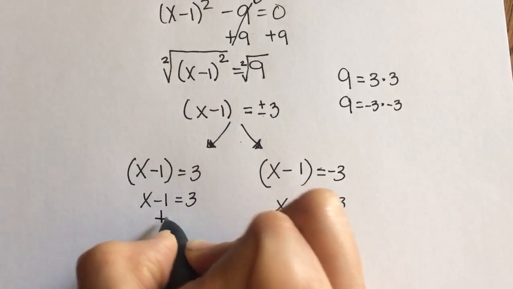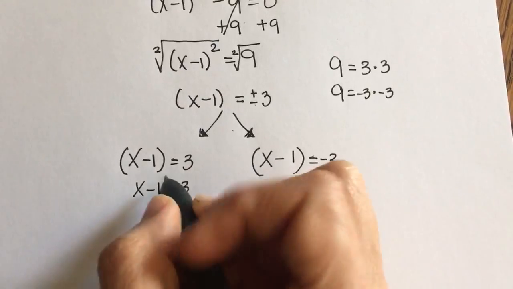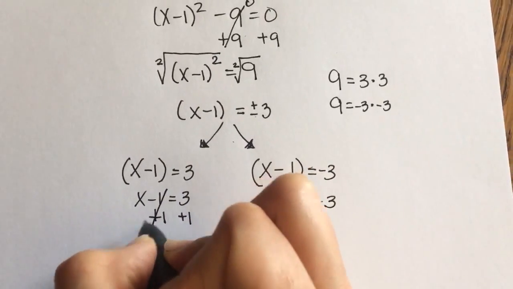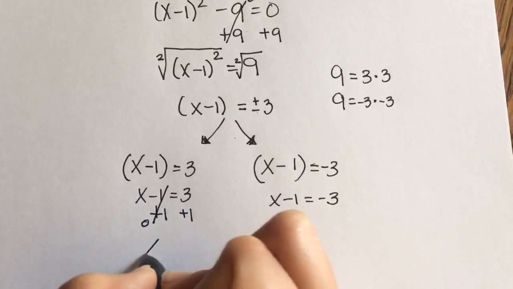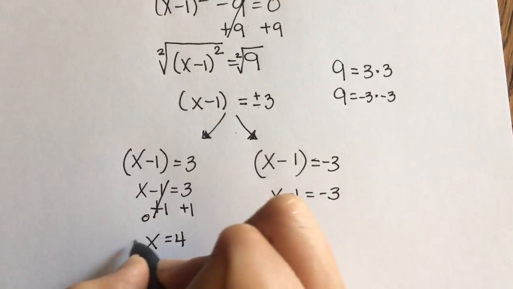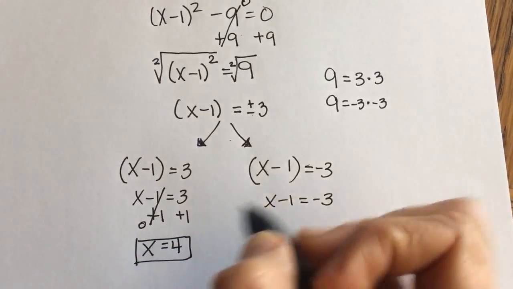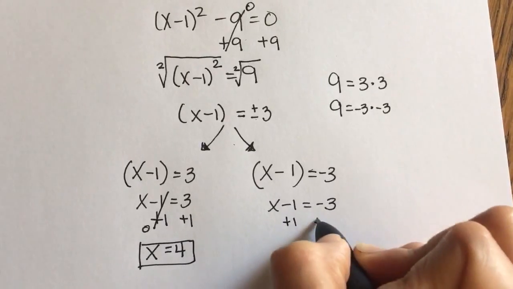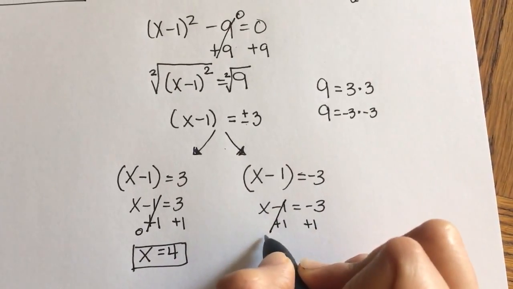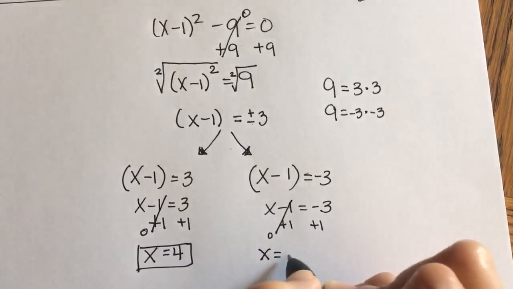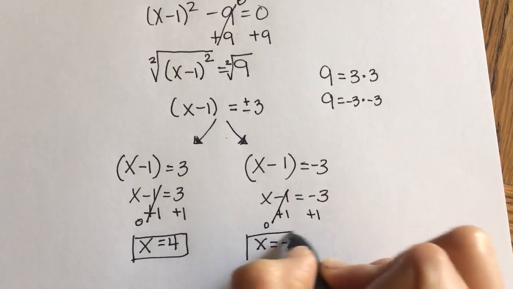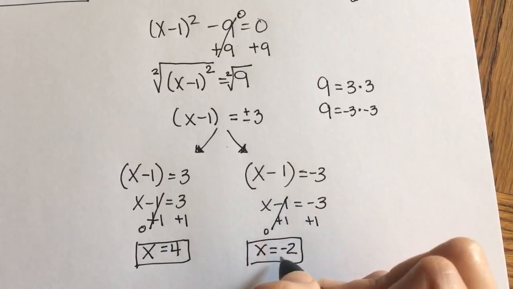So in this case, it would be +1 plus 1. Whatever I do to one side, I do to the other. So this becomes 0, and I get x equals 4. And then +1 plus 1. This becomes 0, and I get x equals -2. -3 plus 1 is -2.